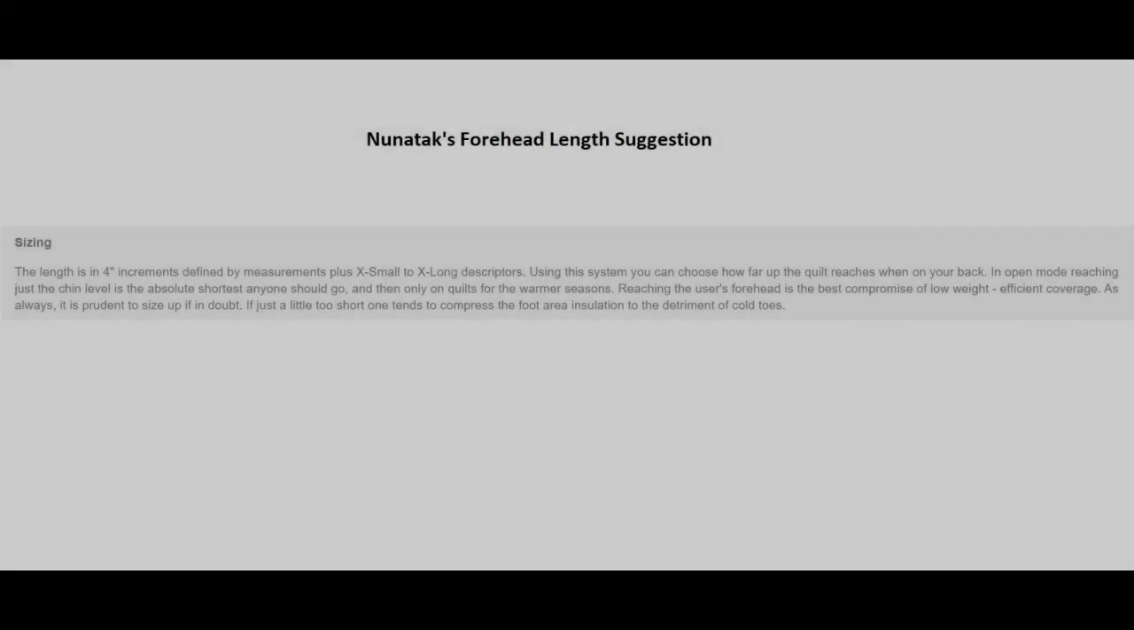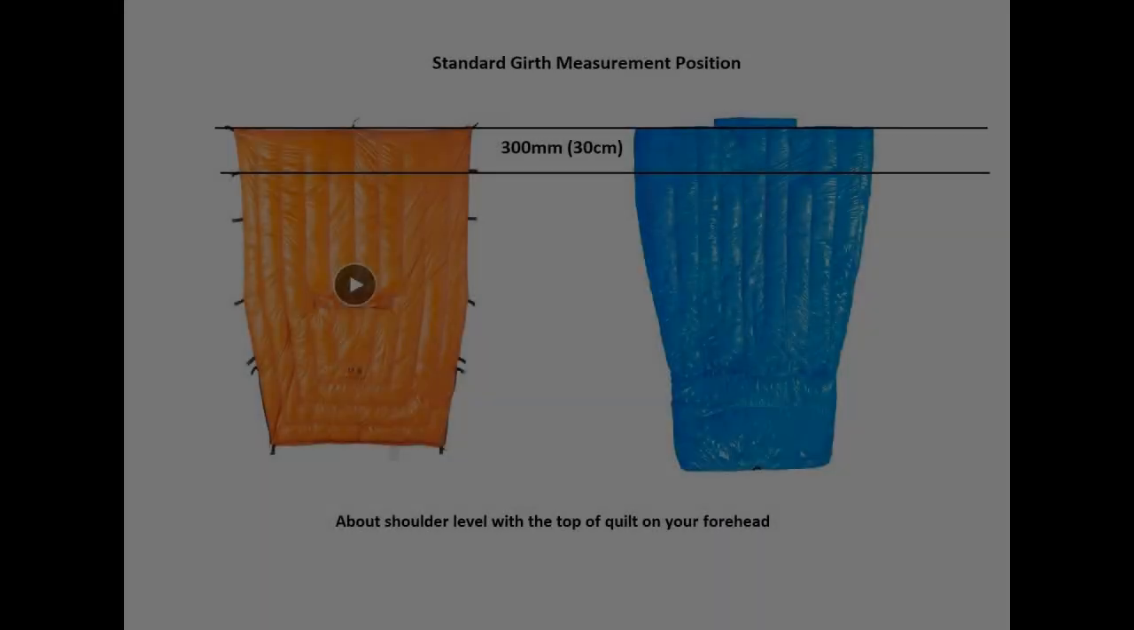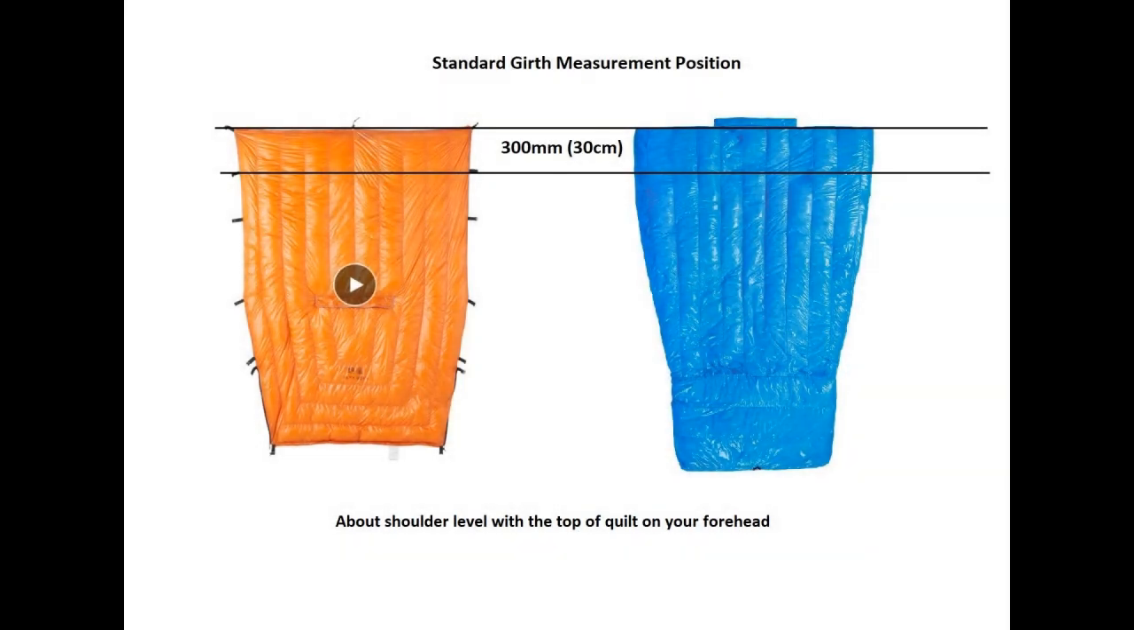Nanotech also suggests that the best fit for length should be when the quilt top is at your forehead. I like this definition, as it helps determine a standard for measurement, as you'll see later. I believe the Nanotech measurement method is the best, as it can be easily replicated and the measurements confirmed by the purchaser. But the distance from the top to the position of the girth measurement should either be set by the purchaser or be a fixed standard, which would be a better option.